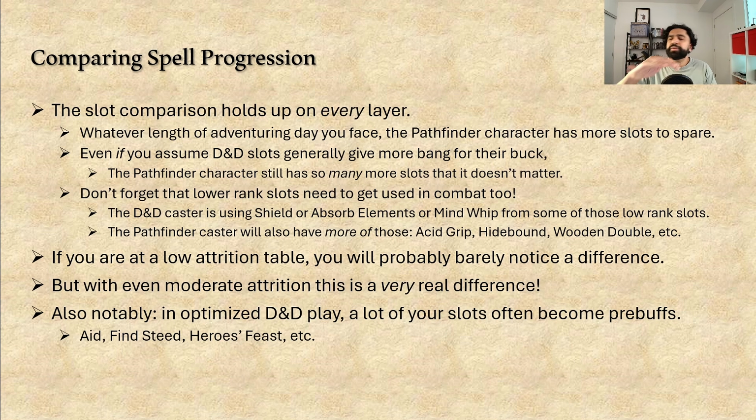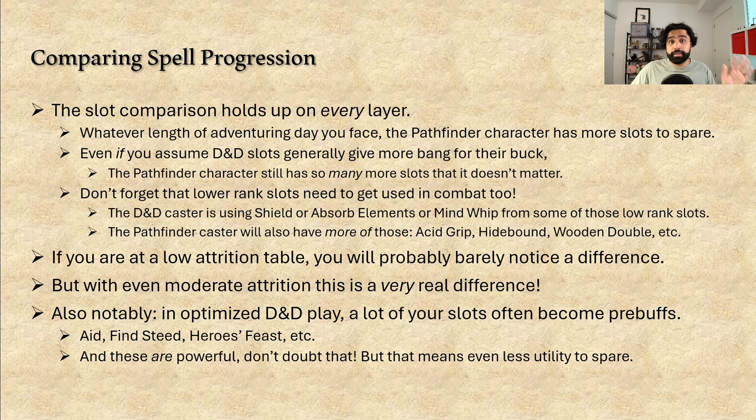A druid is almost certainly not going to have their 6th rank slot available. It is going to be used on Hero's Feast at an optimized table. This is not going to apply to every table, but this is something worth noting. The more optimized your table is, the more strained your spell slots will be in those specific ways. And these are powerful, don't doubt that at all. These are good uses of those spell slots, but a powerful combat use that you end up spending your spell slot on means you have even less utility to spare. That is just what it means for the sake of this argument.